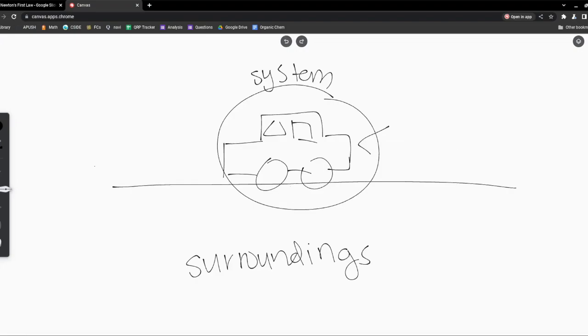And what does it mean by net external force? So let's say that we had two forces of equal magnitude, 50 newtons, pushing on the car from opposite directions. They're going to cancel out. So in the end, your net external force is 0.